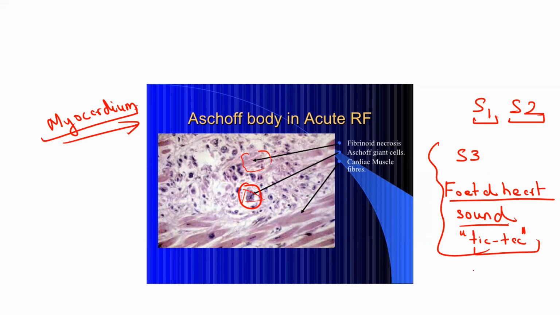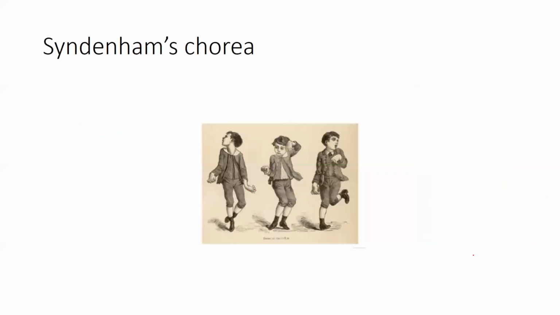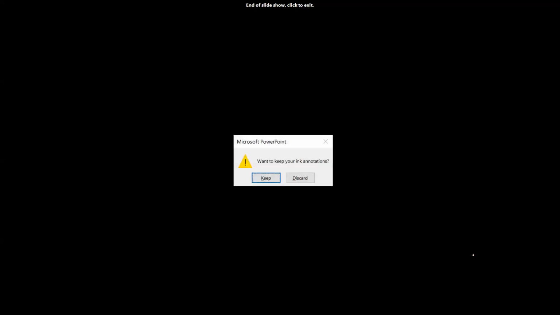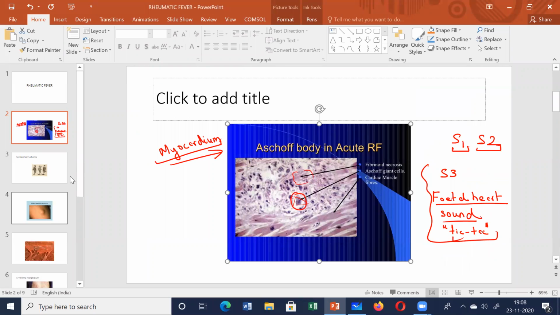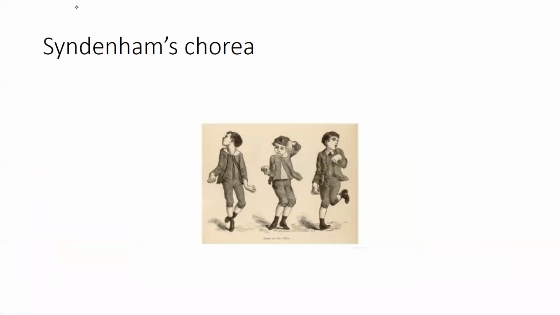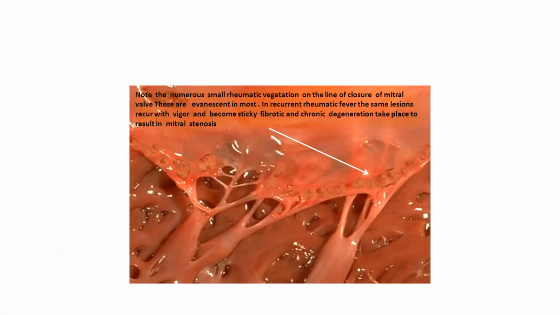Next, let us come to endocarditis. Endocarditis means, what do you think is going to be involved? The valves will be involved. Just a minute. Yes, look at this one. Can you see? This is your valve. And what are these? These are the vegetations. These are numerous small rheumatic vegetations on the line of closure of the mitral valve.